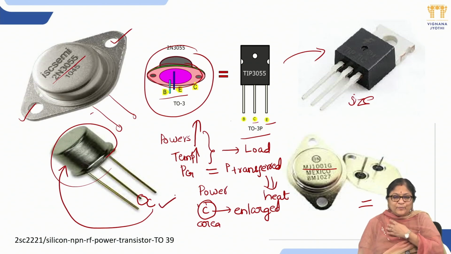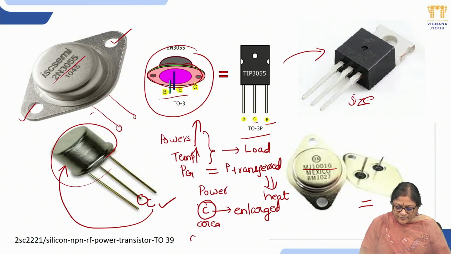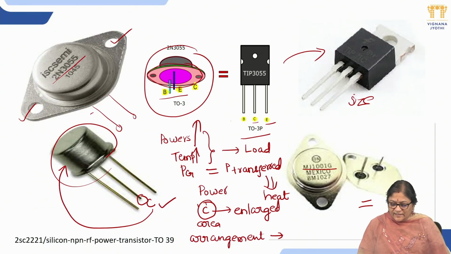So the collector is a very important area. It has to be kept very cool all the time. So there should be an extra arrangement we have to use. That arrangement we call a heat sink. To dissipate this extra temperature generated at the collector into the free space, we use a heat sink.